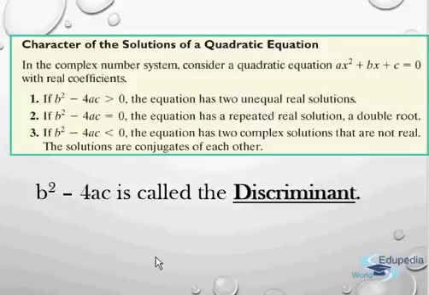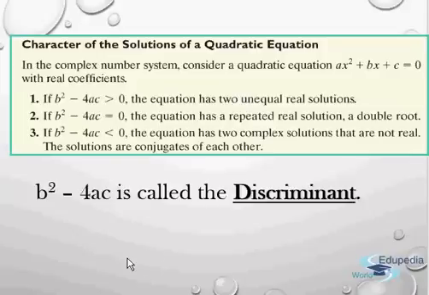Now finally we come to the problem at hand. If b squared minus 4ac, that is the discriminant, is less than 0, then you can rest assured that you don't have any real roots. The answer would have complex roots. The answer would have a complex solution. That means the answer is going to have an imaginary part in the solution.